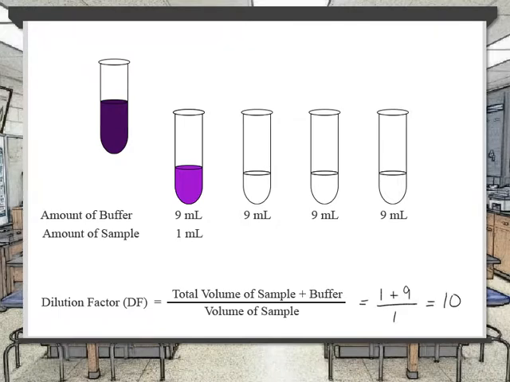The first step in this question is to figure out the dilution factor of that diluted tube, which gives us a dilution factor of 10, commonly written as 10x. That produced an absorbance of 0.5.